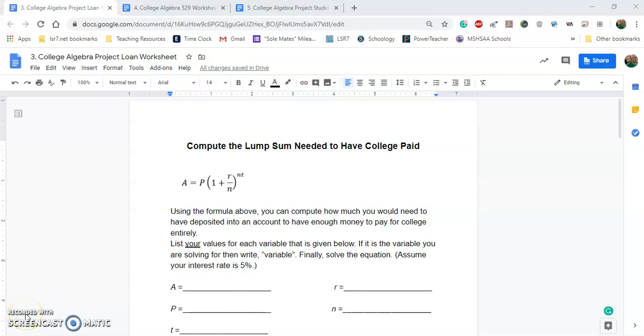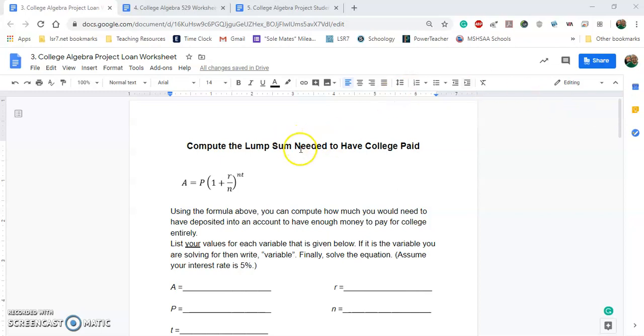This is the 529 loan and the payment portion of the college algebra project. Just as a heads up, I will be working through an example that I previously talked about in the other video. This assumes that you have all the information completed on the college algebra college project worksheet. In this link, it's titled at the top number 3, so you know you're in the right link.